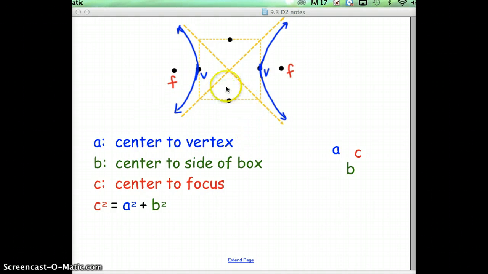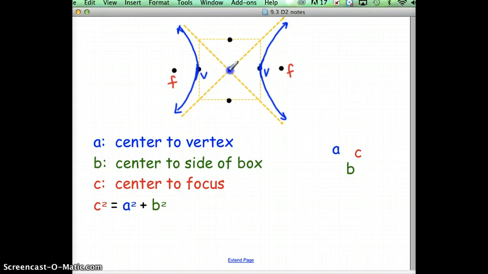The vertices are on the two parabola-looking shapes. The foci are inside the parabola, just like they were in section 9.1. You know how like the Pac-Man eats the focus? And then there's this box that's made up of the vertices and then these other 2 points, and the asymptotes crisscross through the two boxes. So a couple things to go through.